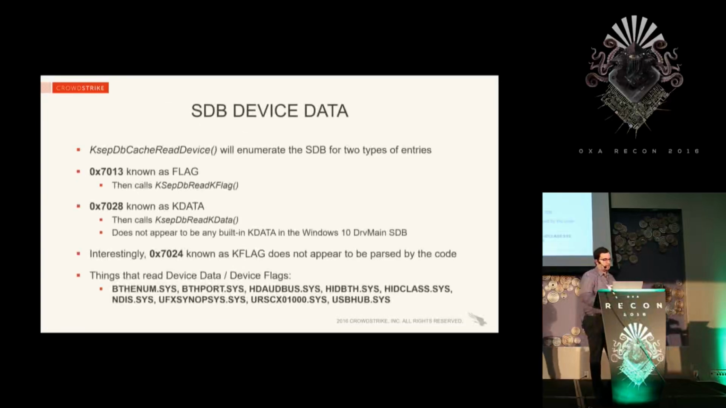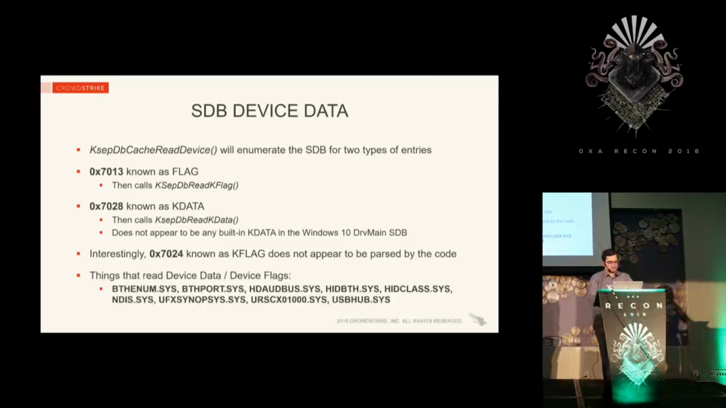And in the SDB, if you're not familiar with the SDB format, which is now documented and there's lots of tools to dump it, everything's identified by a tag. A tag corresponds to a given data type. So there's a tag 7013, which is a flag, which is read by read KFlag. And there's another one called KData, which contains just arbitrary key-value pair data. KFlag, there's a few of those in the SDB file, and I'll show you some dumps. KData, I haven't found anything in my Windows 10 driver main. So it's implemented, but I haven't seen any data other than flags, at least in the inbox SDB that I've got.